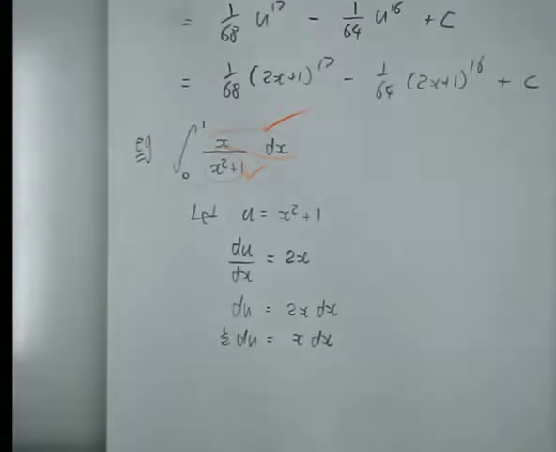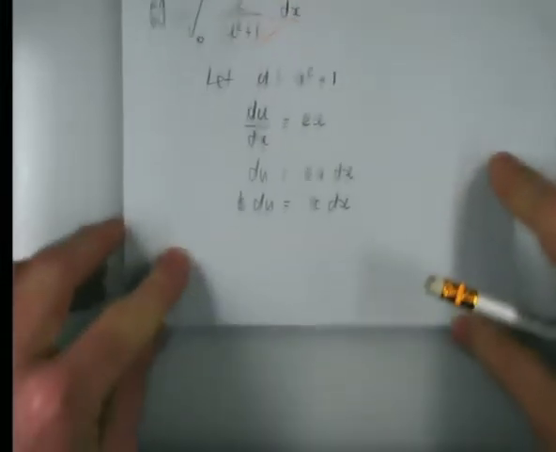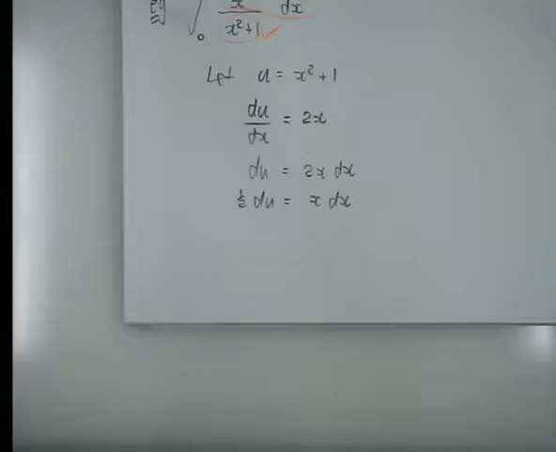Because that 0 and the 1 are referring to x, they're not referring to u. So I just need to figure out what to do with them. And there are 3 approaches to dealing with that. So the first approach is to do it as an indefinite integral.